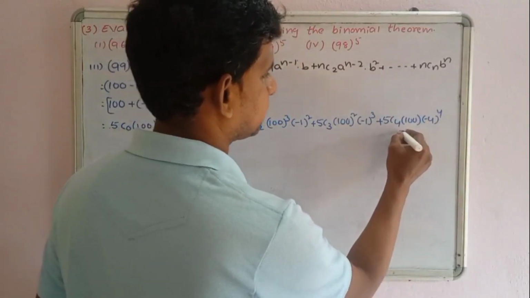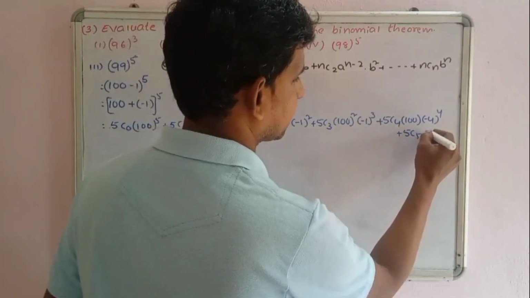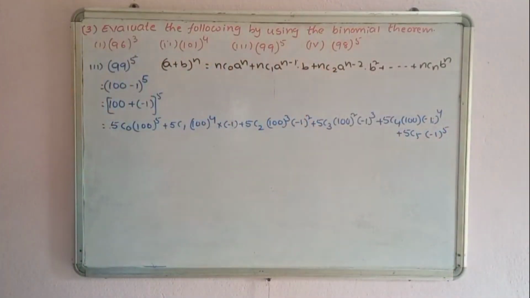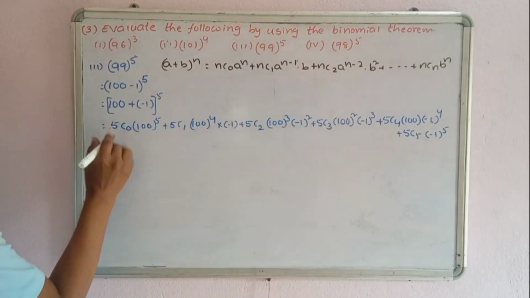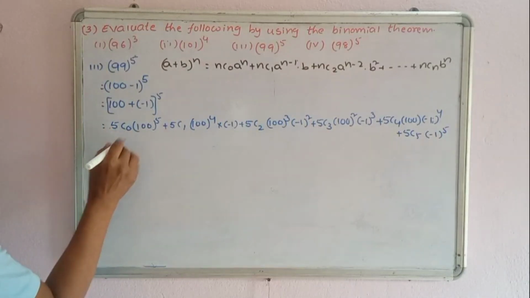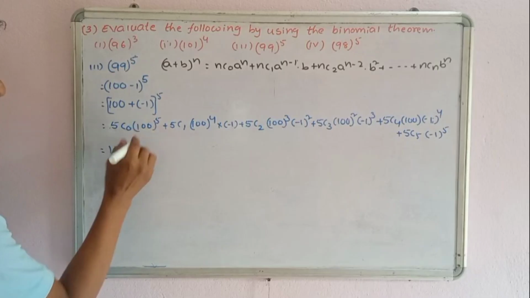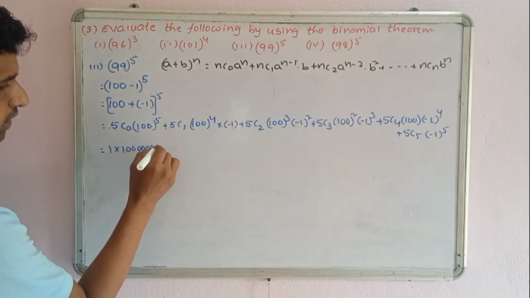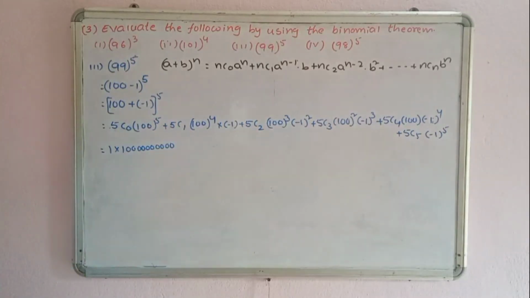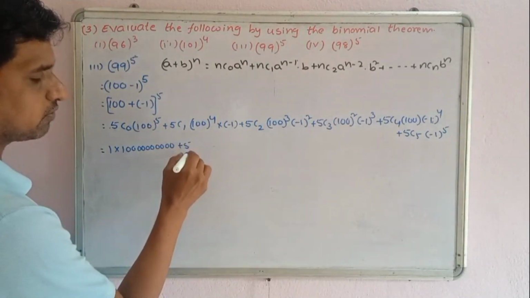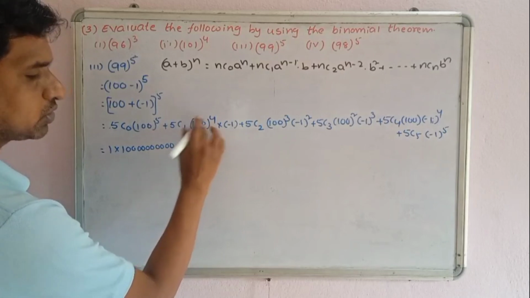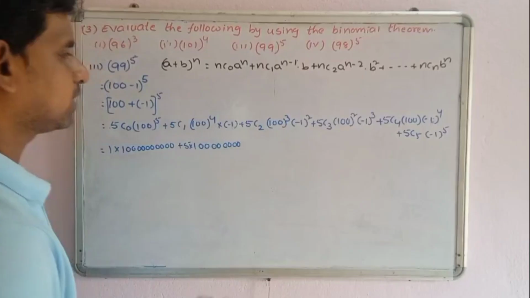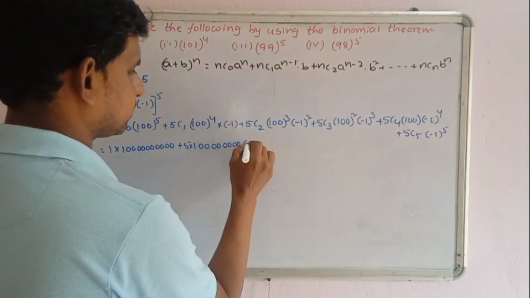Next, the last step, the last number 5c5, minus 1 power 5. That equals 5c0, value 1, times 100 power 5. 100 power 5 means 1 followed by 5 zeros, 5 times: 1, 2, 3, 4, 5. Okay, next plus 5c1, 5, then 4 zeros: 1, 2, 3, 4. Next multiply with minus 1.